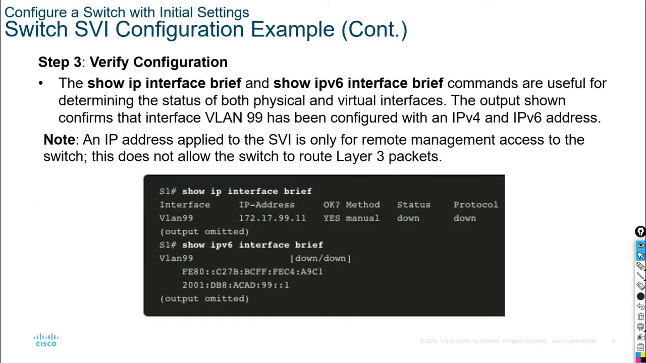To verify the configuration, we have the command show ip interface brief, and show ipv6 interface brief commands are useful for determining the status of both physical and virtual interfaces here. The output shown here is for interface VLAN 99 configured with an IPv4 address as well as an IPv6 address. So you can see the IPv4 address as well as the IPv6 address here.